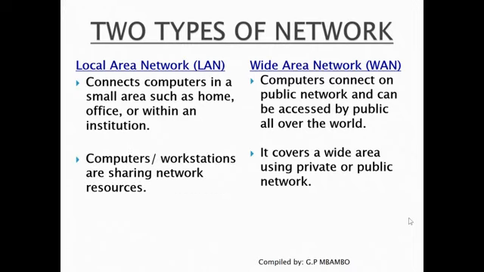So the second difference, computers or workstations. Remember, when computers are on a network, we refer to them as workstations. So workstations here are sharing network resources. This is another advantage of network. For example, I can have 30 computers in a venue. All these 30 computers can share one printer. That is a sharing of resources. So all 30 computers can use one printer. That is a good example. And at the very same time, wide area network covers a wide area using private or public network.